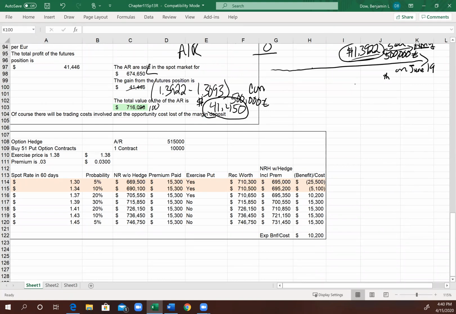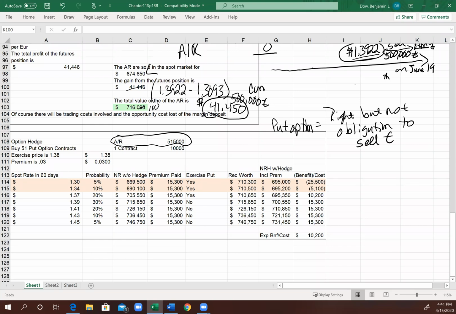All right. So if we look at an option hedge, first of all, we've got to figure out what kind of options we should use if we want to hedge accounts receivable. Well, you should have remembered from your last test, if you want to hedge accounts receivable, you use a put option. Why? Because we want the right, but not obligation, to sell. And in fact, that's what a put option gives us. The right, but not obligation, to sell euros.